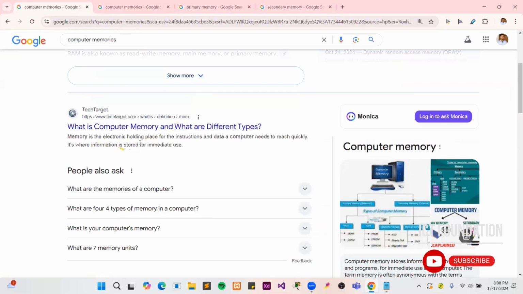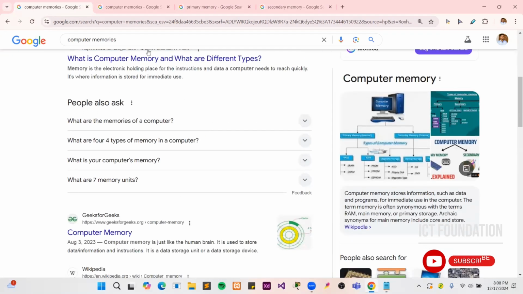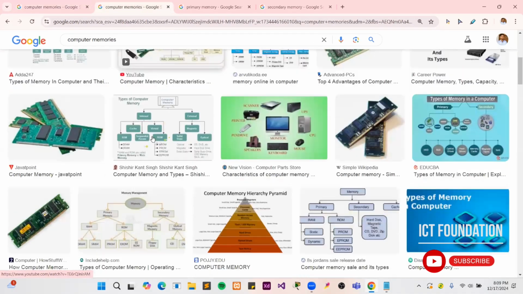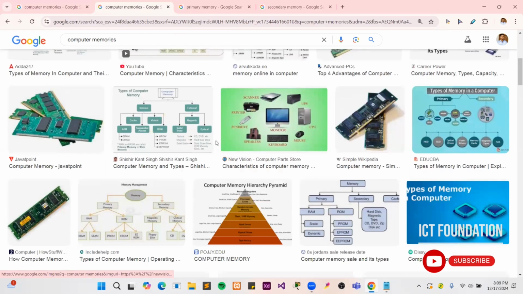Memory is an electronic holding place for the instructions and data a computer needs to reach quickly. So computer memory is the hardware which is storing the data inside. Because of this data, the computer is manipulating itself. So that's a general thing. Now we'll talk about the computer memory types. Before that, we have to know about the physical appearance of computer memory.